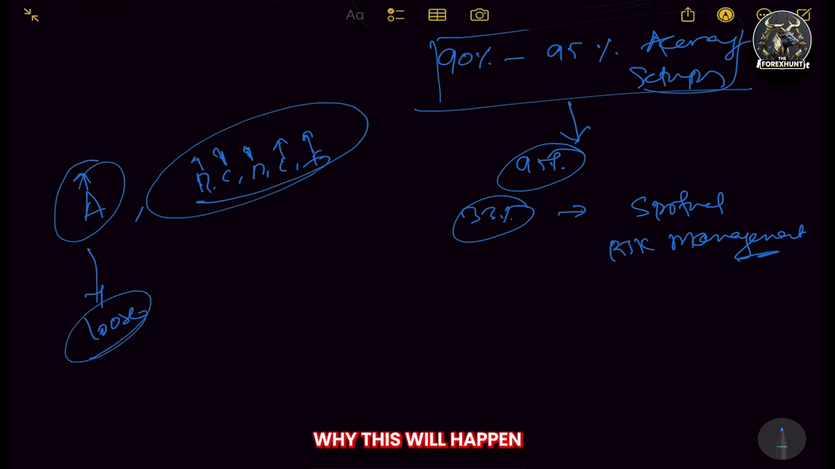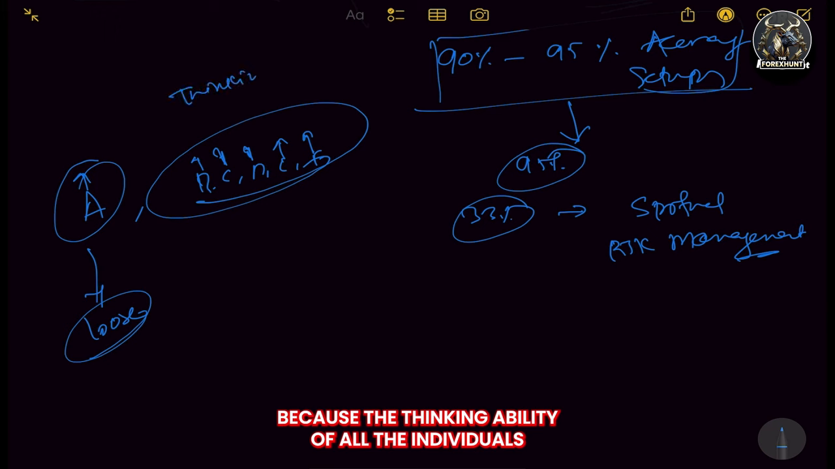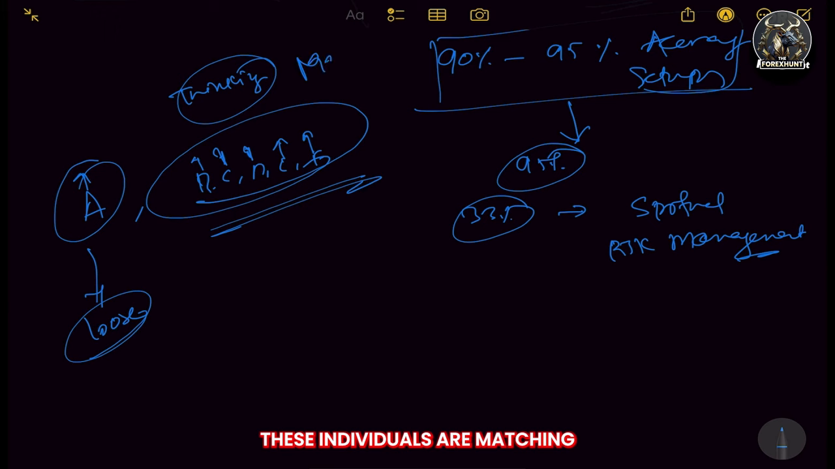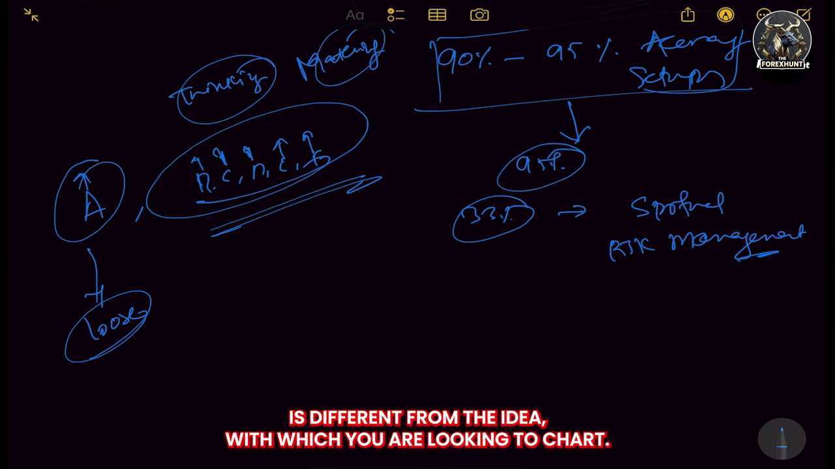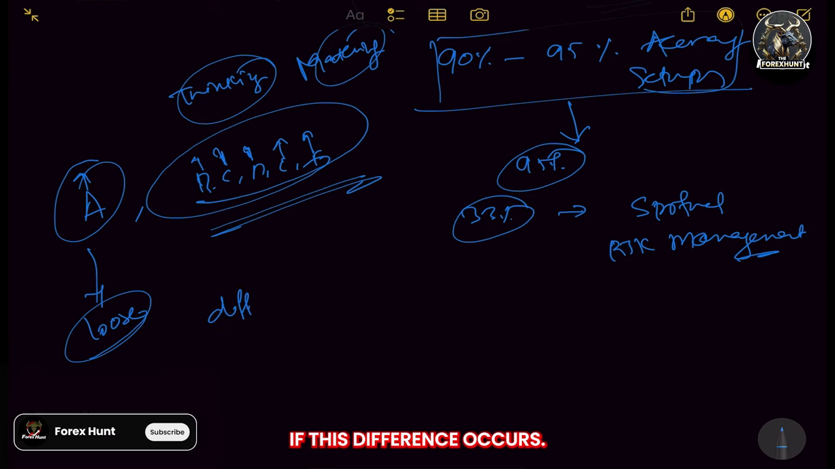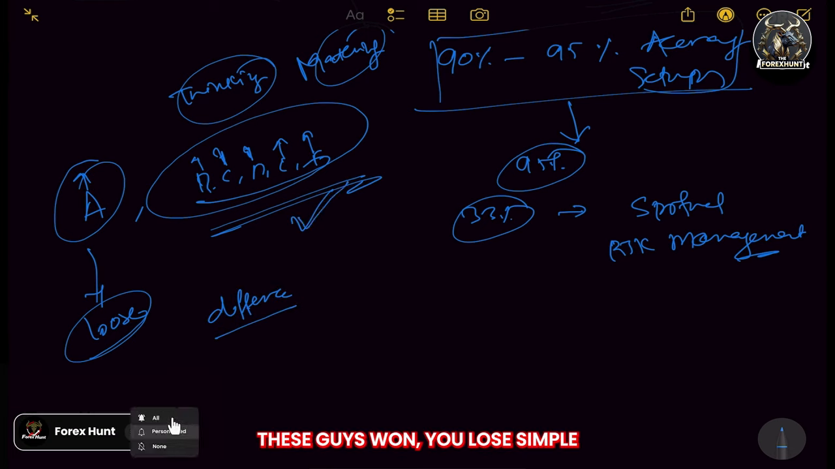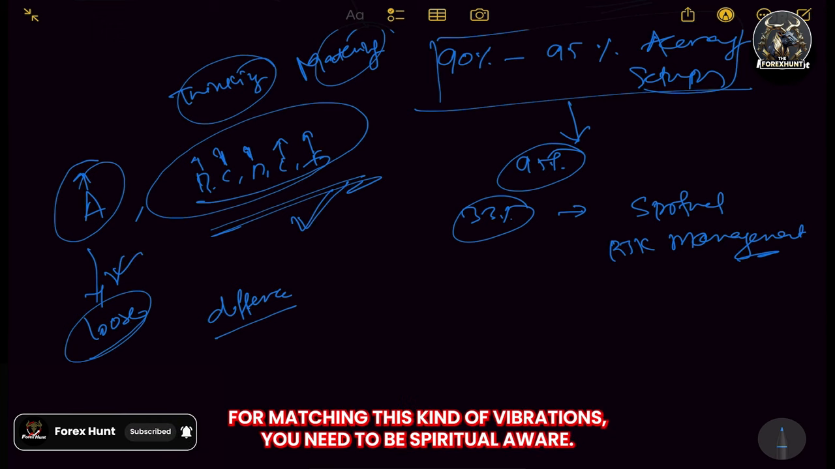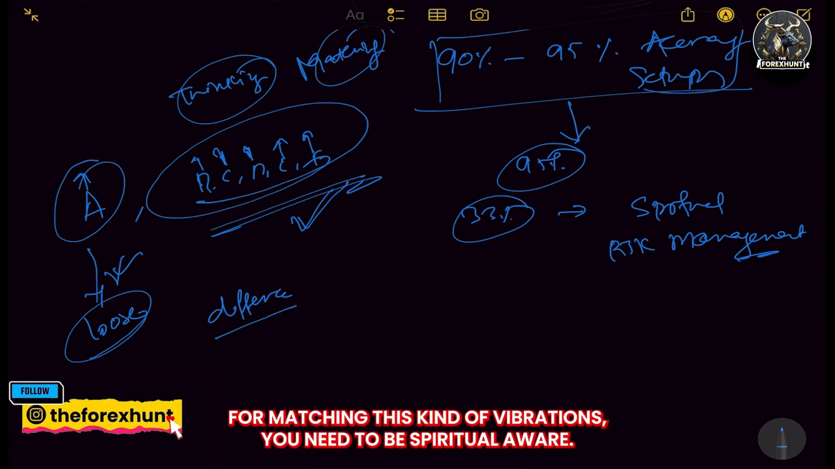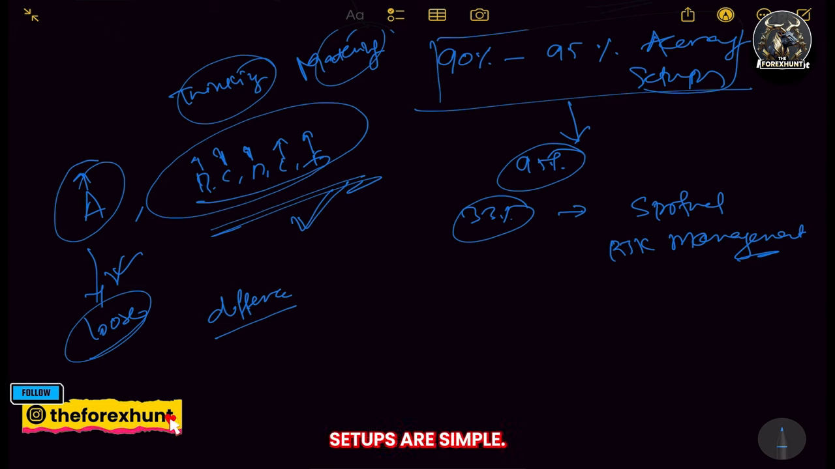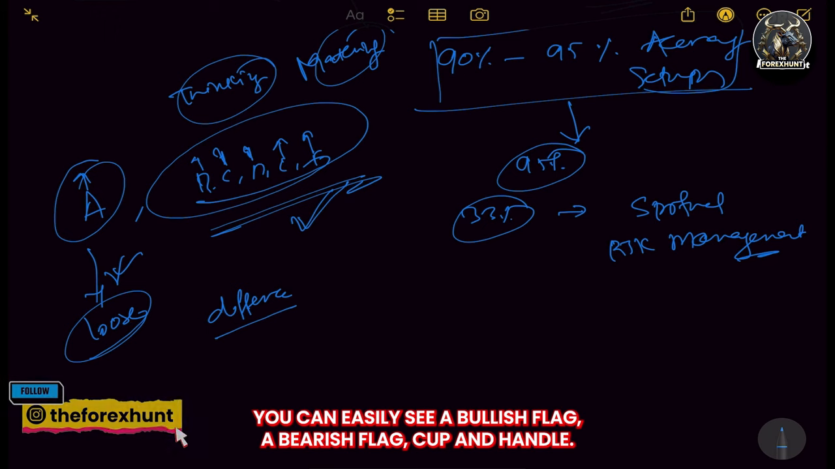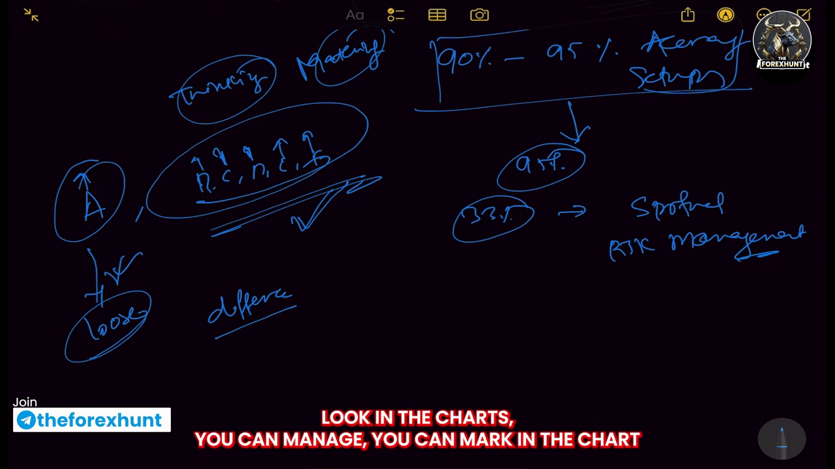Why will this happen? Because the thinking of these individuals is not matching. The idea with which they see the chart is different from the idea with which you are looking at the chart. If this difference occurs, these guys win, you lose. Simple. For matching this kind of vibrations, you need to be spiritually aware of what others can do. Setups are simple. You can easily see a bullish flag, a bearish flag, cup and handle, all these things you can easily look for in the charts. You can mark in the charts like this.